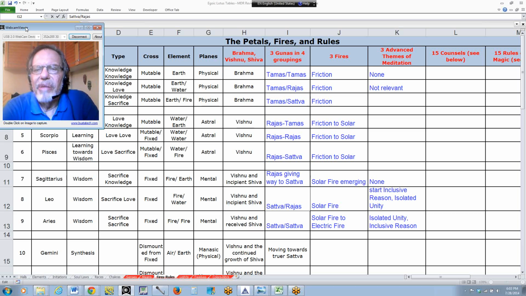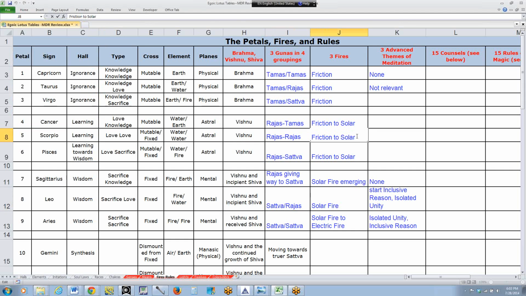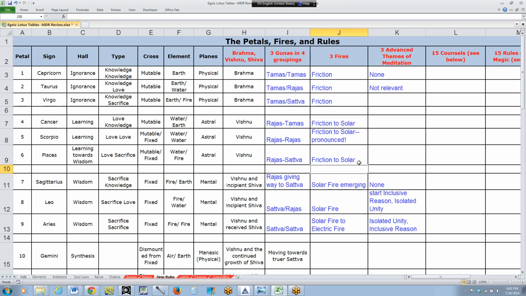When it comes to the fires, of course, fire by friction, very much so for the first three petals. Friction to solar fire, as the two pairs of opposites are facing each other. For the fourth petal, friction to solar fire. For the fifth petal, solar fire pronounced. And friction to solar fire pronounced again. Now solar fire is emerging at the first initiation. That's what the initiation is all about. Solar fire and solar fire full at the ninth petal.